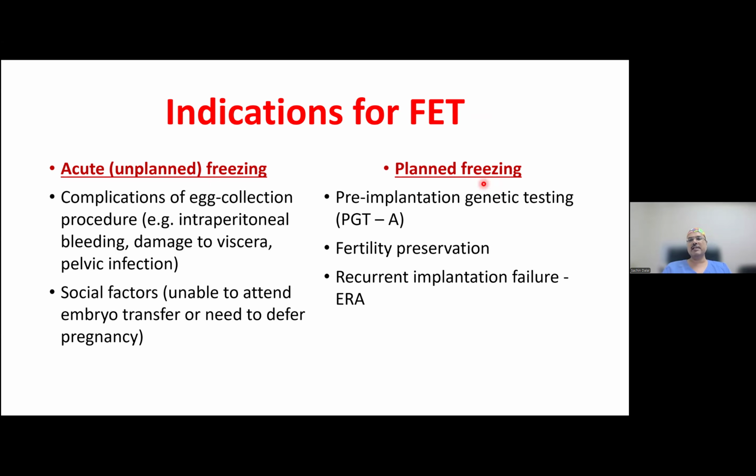Planned freezing, obviously, for pre-implantation genetic testing, that is PGTA. Not recommended for all, as in the Western countries, but definitely can be considered in women more than 40, and when there is a previous anomalous baby or previous recurrent miscarriages for the woman. Fertility preservation and recurrent implantation failure, where you might be wanting to do the ERA test.